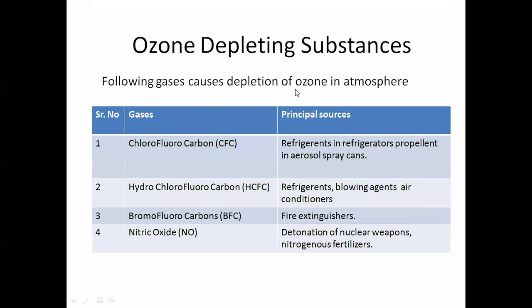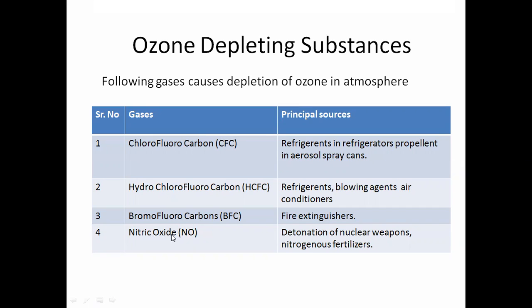Okay, so more like this you have hydrofluorocarbon. I already told you some. These are the major gases. They have listed all these four gases here. First, chlorofluorocarbon comes directly from refrigerators, and also from aerosol spray cans. Then you have hydrofluorocarbon, which comes directly from refrigerators. Then you have bromofluorocarbons, which come from fire extinguishers. Fire extinguishers are widely used when fire damage occurs in any space.